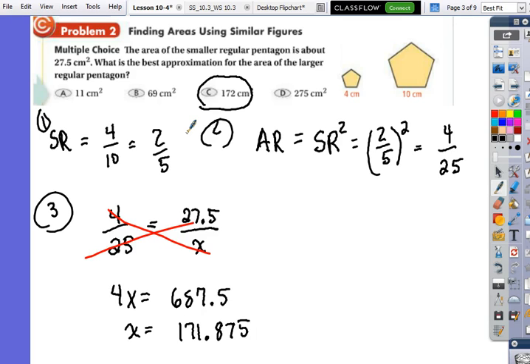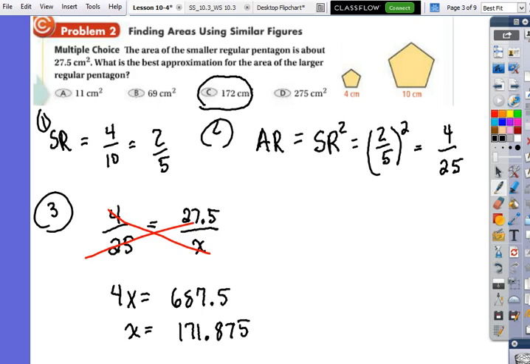So what are the steps? Similarity ratio, area ratio, proportion, solve. Do we feel good about that? No, I honestly have no idea. Okay. Do you understand how I found the similarity ratio? Yeah, I get it all, but it's not retaining in my brain. Like, I know how to do the different parts.